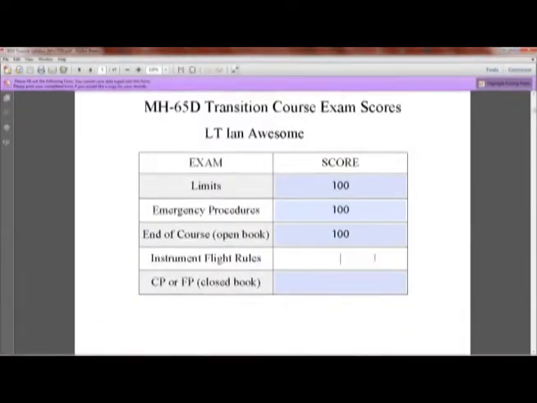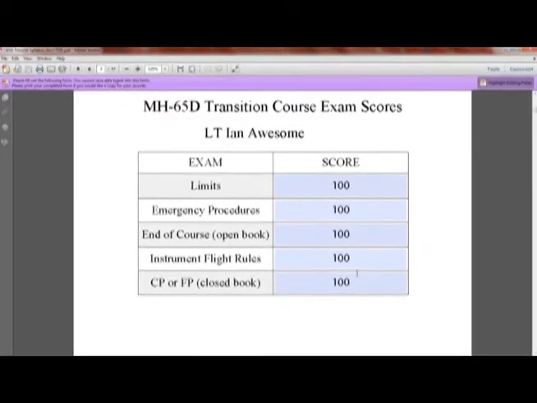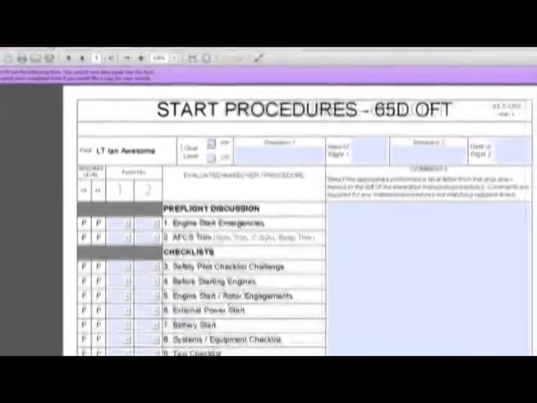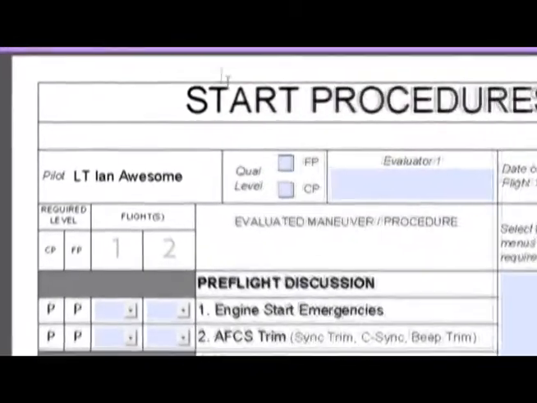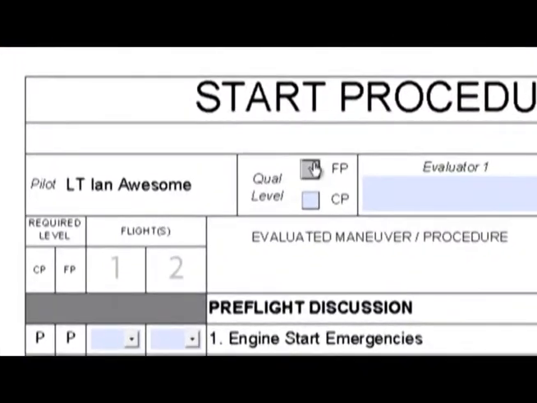The exam scores page is completed as normal. Note that only numbers can be entered into the fields on this page. The qual level fields for all of the events in the syllabus are linked. Clicking on any of these fields will change the qual level and the qual level indicators for the entire form.